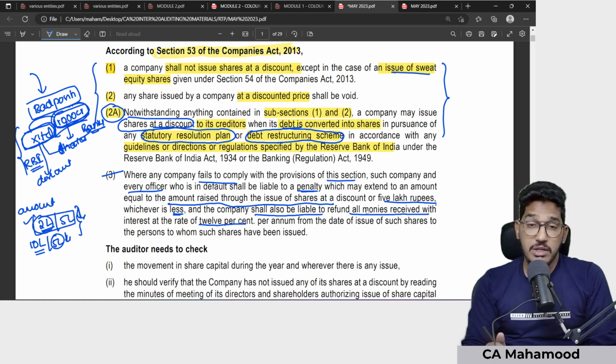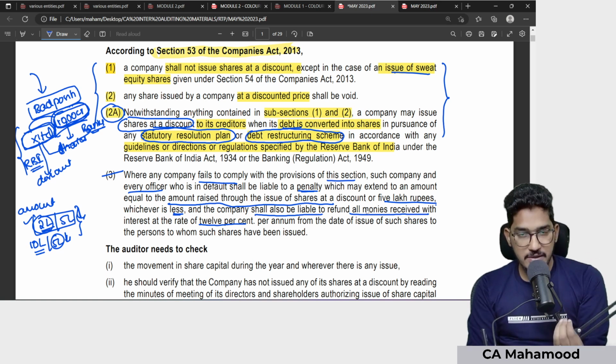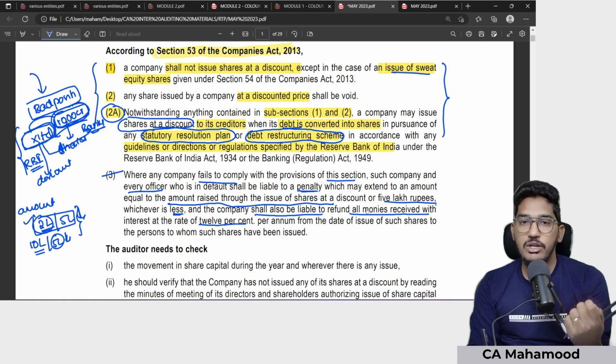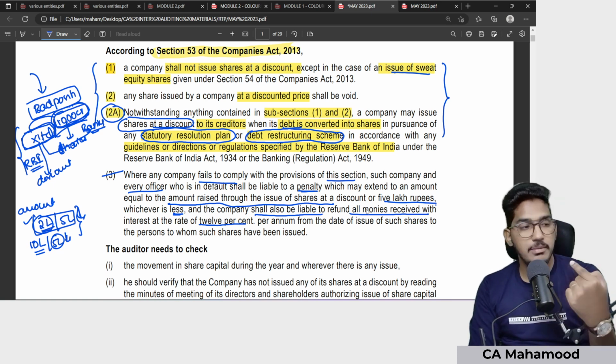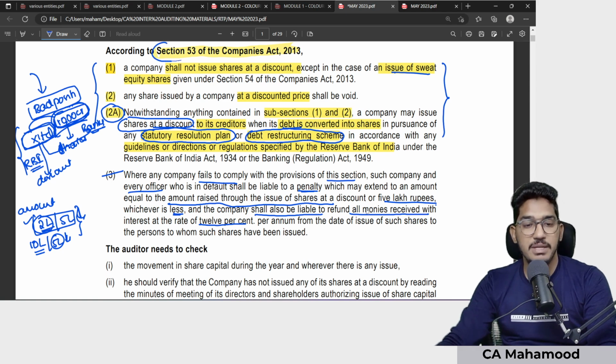In addition to that, whatever money has been raised by way of issue of shares at a discount has to be refunded along with 12% interest per annum from the date of issue of such shares till the date the money has been refunded. Clear? This is what section 53 of the Companies Act says regarding issue of shares at a discount.